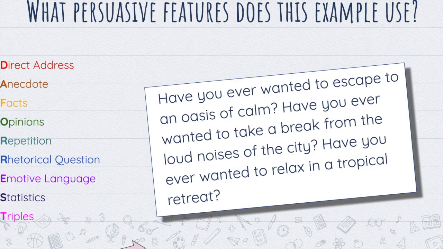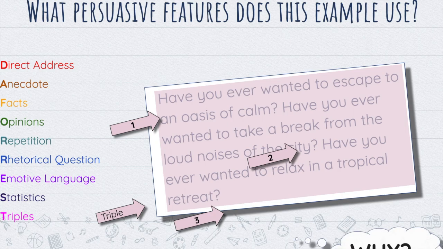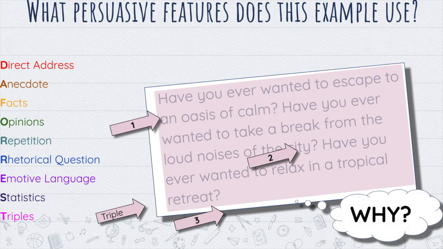And then finally, we have got a triple. Again, the whole thing is a triple. There's the first one, there's the second one, and there's the third one. So it's three different suggestions it's making about that holiday. And again, why do you think the writer has done this? What is the specific effect created by this triple?